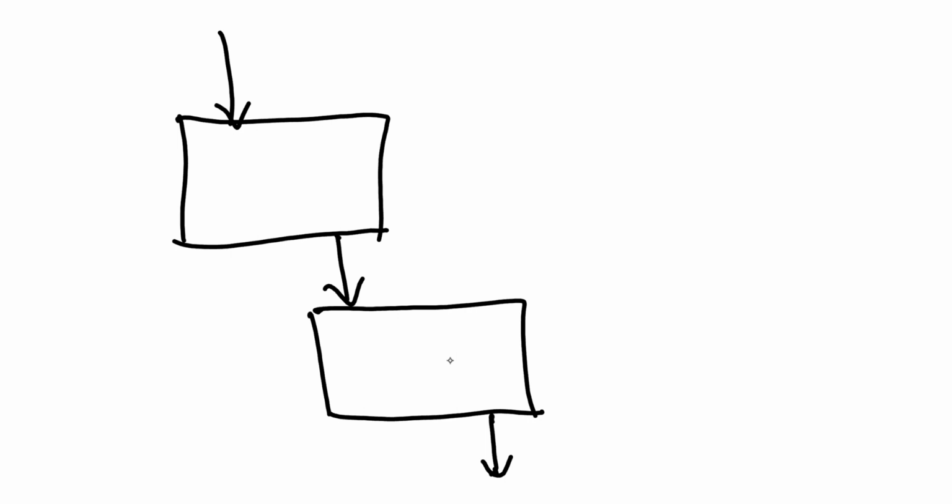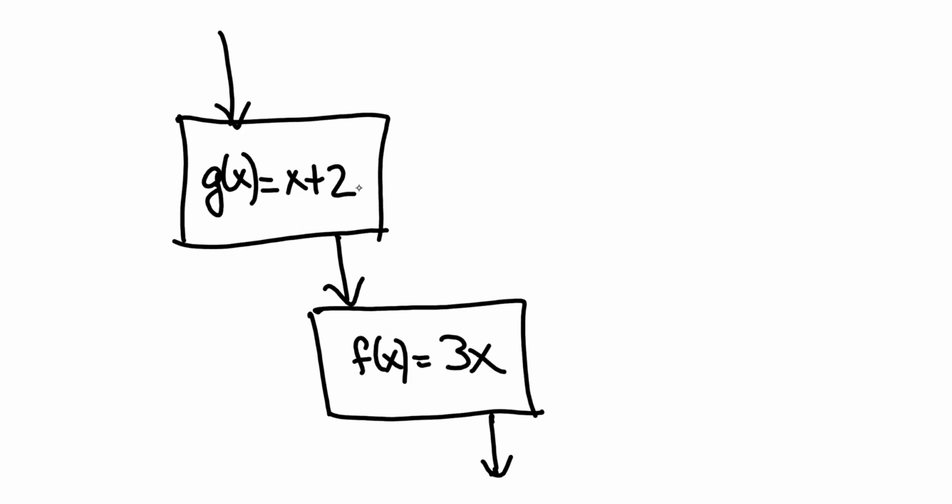So let's give them names. This is g of x. Let's let g of x be x plus 2. This machine is f of x. f of x is maybe 3x. So the g machine adds 2 to the input. The f machine triples the input. That's what happens with this composition of functions.